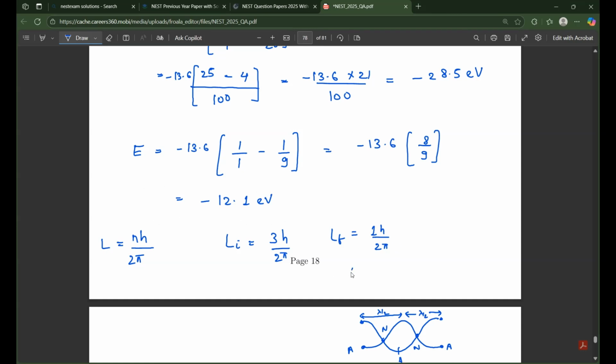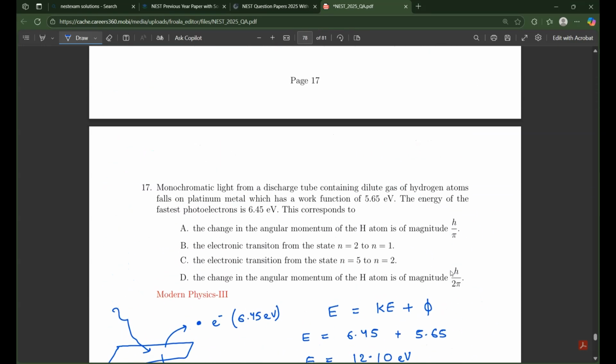That means the change in angular momentum delta L is equal to 3 minus 1 into h by 2 pi, that is equal to 2h by 2 pi, that is h by pi. Hence option 1 is the correct answer. Hope you understand this question. Thank you.